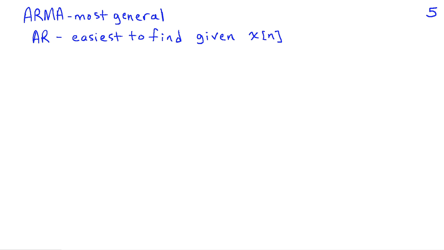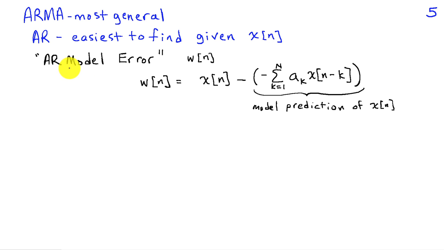Turns out that although the ARMA model is the most general, the autoregressive is the easiest model to find given our observations x of n, or the signal that we wish to model. It's conventional to look at the error between a model for the system and the data itself. If I rearrange my difference equation, I can write that W of n, which actually represents my white noise input, but I'm going to write it on the left-hand side, can be given as the difference between x of n, the current value of my time series, and this prediction, which uses past values of the time series. So we're saying that we can view this as a prediction of x of n given the past values. And a good model is going to have a small difference here, a small error, and therefore this prediction does a good job of representing the current value of x of n.